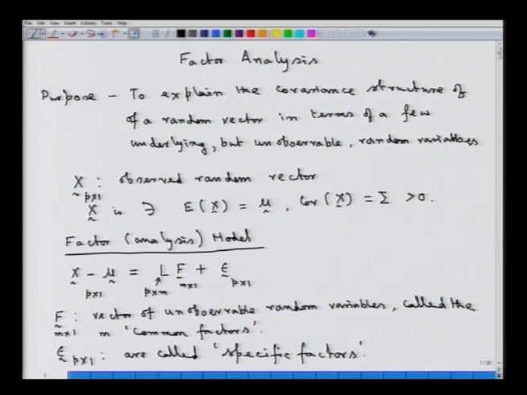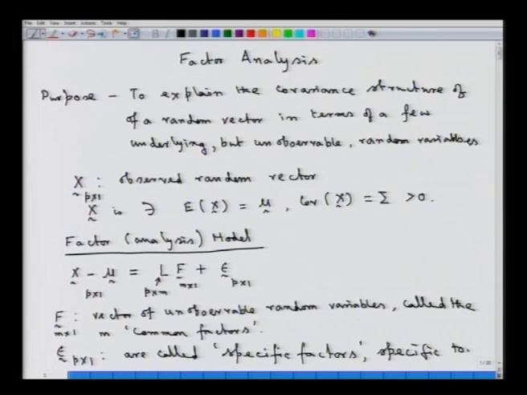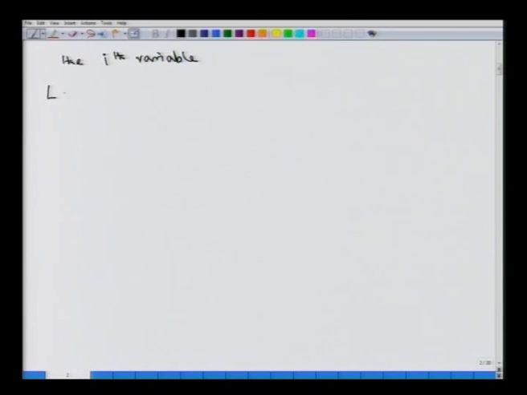These are called specific factors, specific to the ith variable. And the third quantity, as in this factor model: this F is what we have as a vector of common factors, this epsilon is the vector of specific factors, and the thing that is left is L. So this L is a p by m matrix of constants.